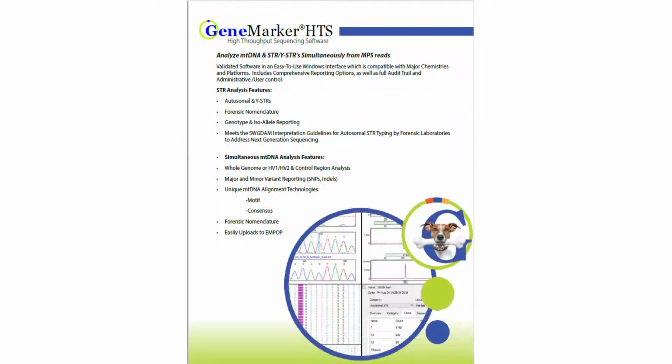GeneMarker HTS software provides rapid analysis of STRs, Y-STRs, and mitochondrial DNA data from massively parallel sequencing systems like the Illumina and Ion Torrent platforms for forensic applications such as database or casework samples, all of this in an easy-to-use Windows operating system with password-protected user management and audit trail.